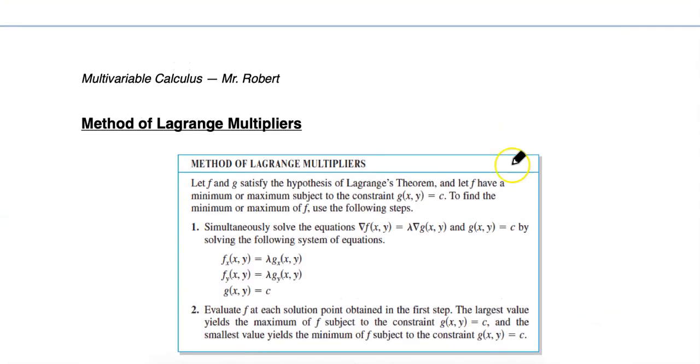So this is a summary of the Lagrange multipliers. If we happen to have more than one constraint, we will see how we can adapt this. But again, you find the gradient of f, the gradient of g, and then you identify component by component, and you add the constraint itself.